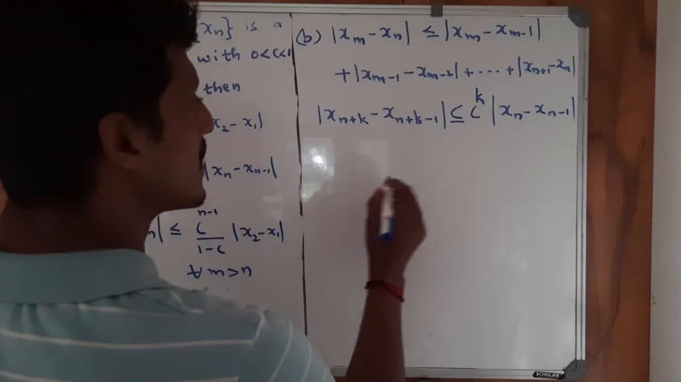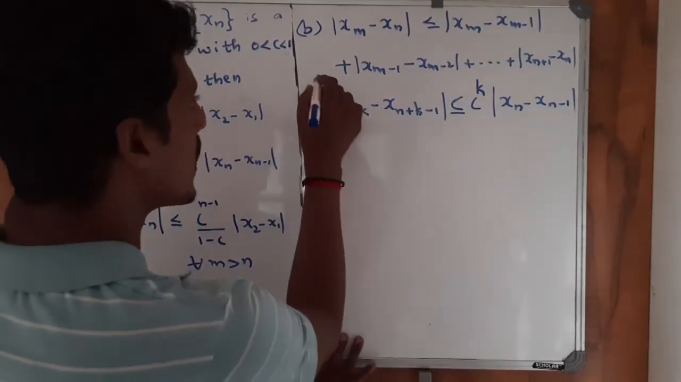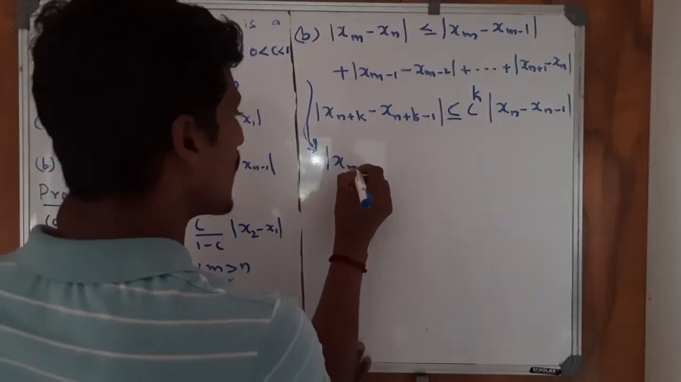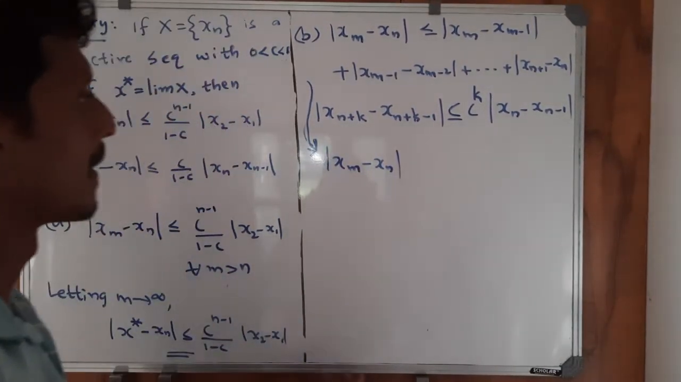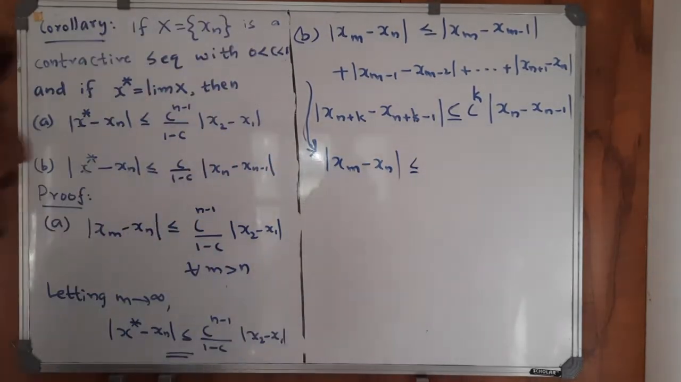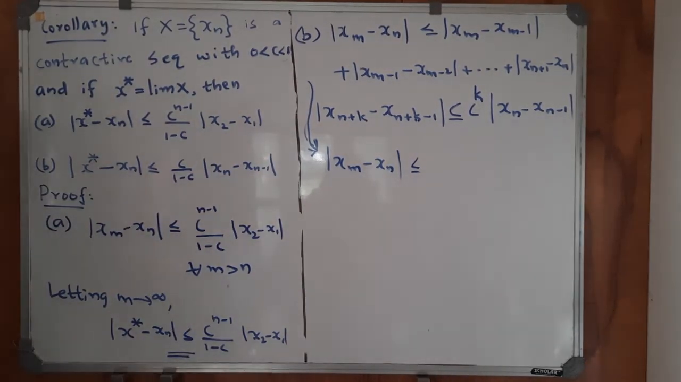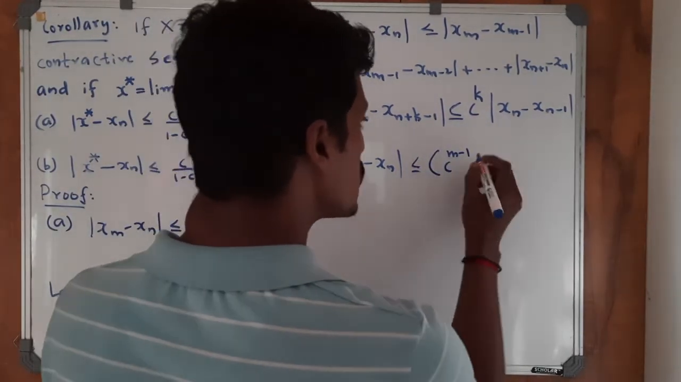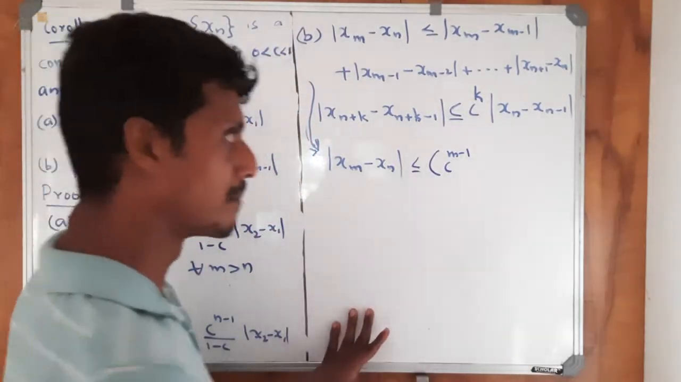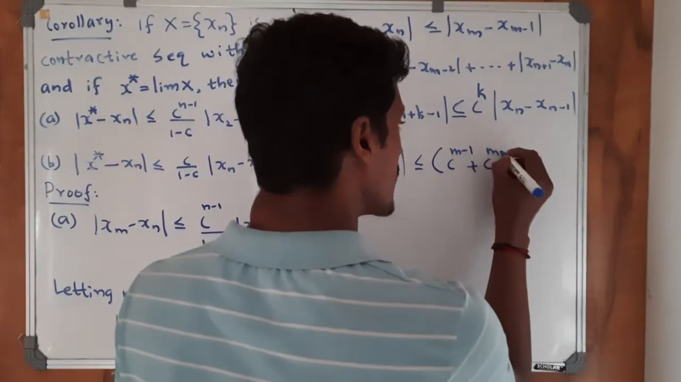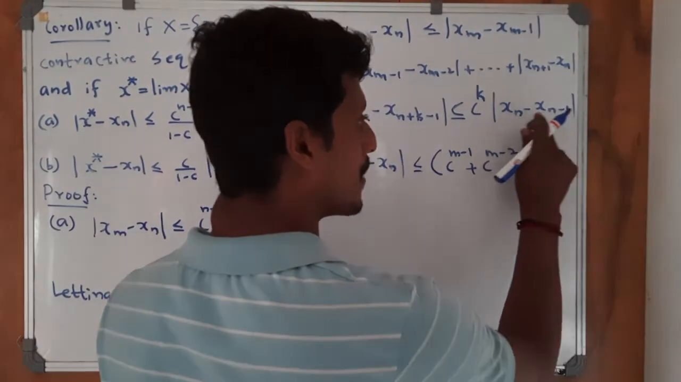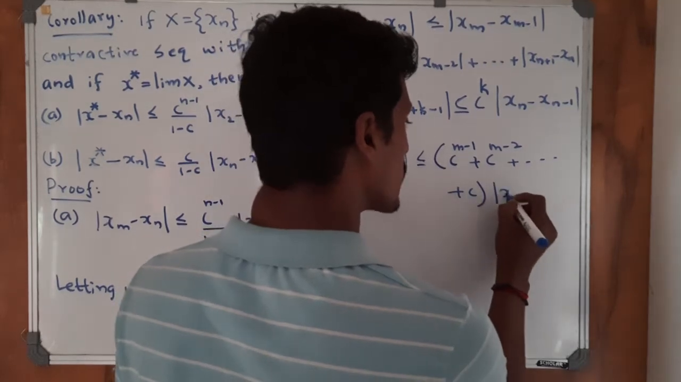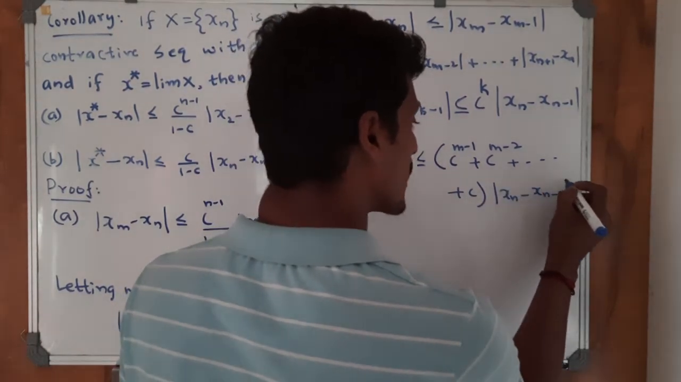Okay, using this in the inequality, we have the inequality modulus of xm minus xn is less than or equal to c raised to m minus 1 into modulus of xn minus xn minus 1 plus c raised to m minus 2 into modulus of xn minus xn minus 2 plus etc. plus c into modulus of xn minus xn minus 1.